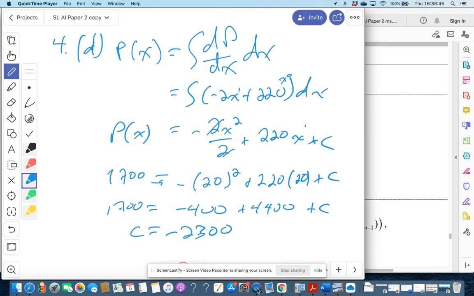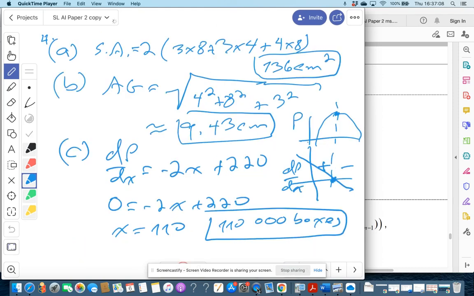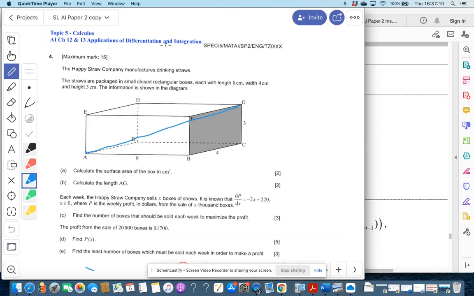They didn't ask what C was. They asked what is the profit function. So the profit function, I'm going to have to write as negative x squared plus 220x minus 2,300. So that is the profit function.